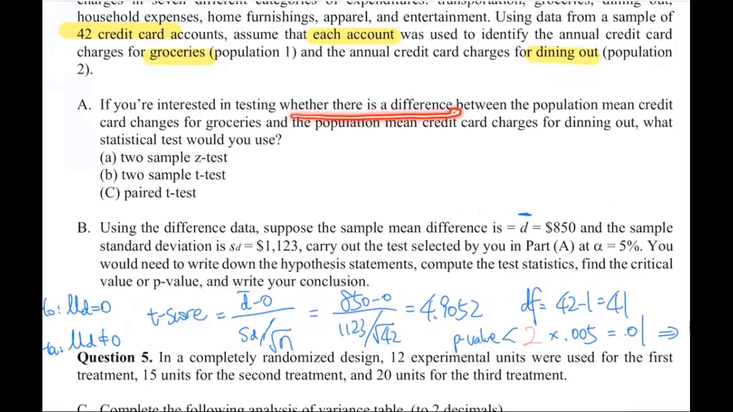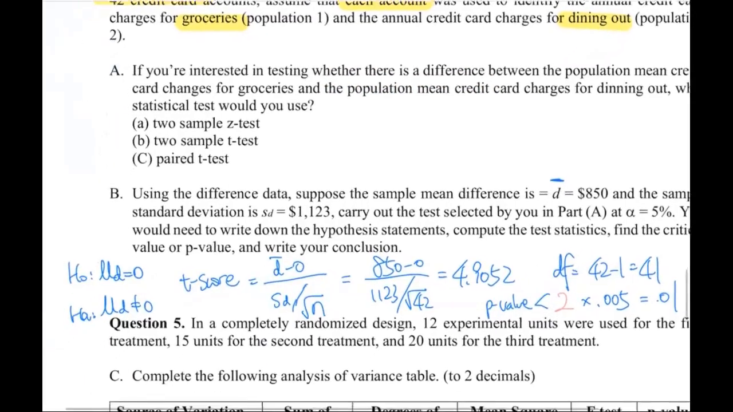I'm not talking about whether you spend more on grocery versus dining out. I don't know whether it's a positive or negative difference. I'm just looking for a significant difference. So that's why we want to use a two-tailed test.